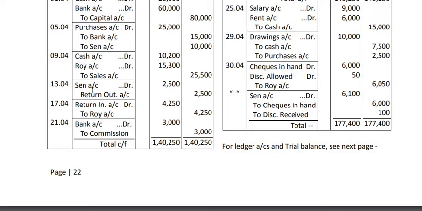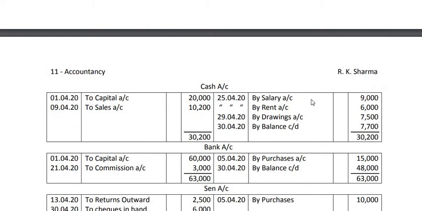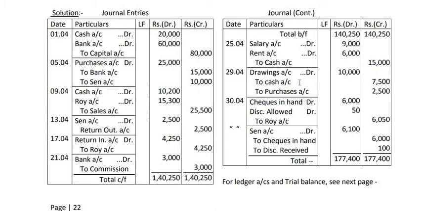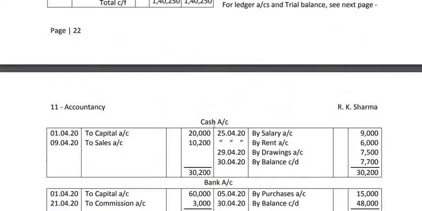Then again, there is no cash here, there is no cash here, there is no cash here. There is cash here. So salary account debit, rent account debit to cash. That means in cash account we have to write by salary account and by rent account 9,000, 6,000. So they will come in the credit side by. So see how they are posted: by salary account, by rent account. Okay. Now here also there is cash, drawings account debit to cash account. So in cash account we have to write by drawings, but not 10,000. We have to write by drawings 7,500. See how I have written by drawings account 7,500.